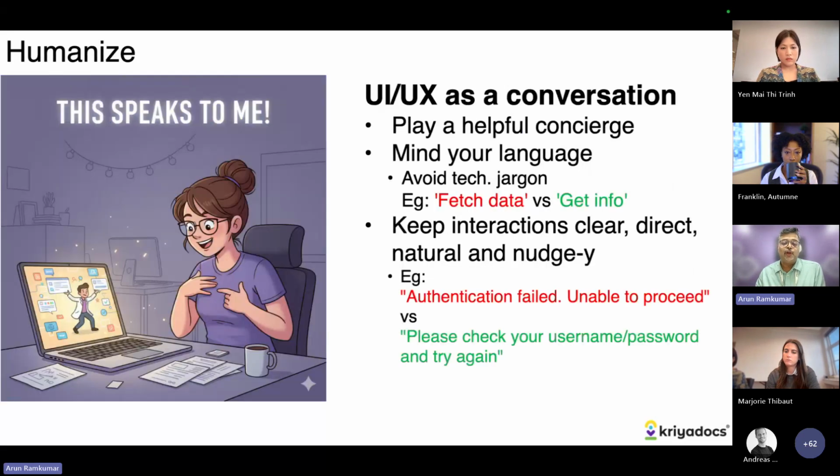We talk about user empathy and user-centered design. So humanizing everything is key to that. So it helps if you treat UI UX as a conversation where the product is almost a helpful concierge that interacts with your users. So the UI copy comes into play. Avoid programmer lingo. Keep all the interactions, be it your labels, buttons, messages, validations, natural and direct and actionable.